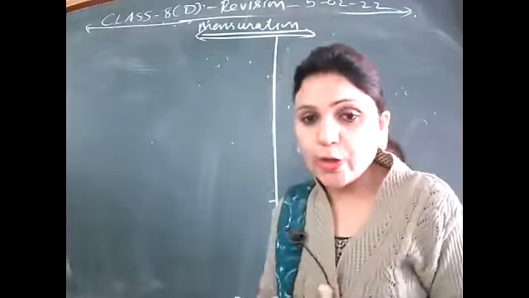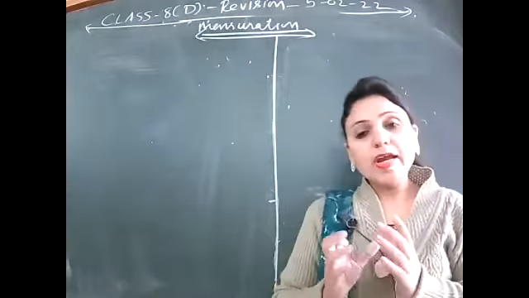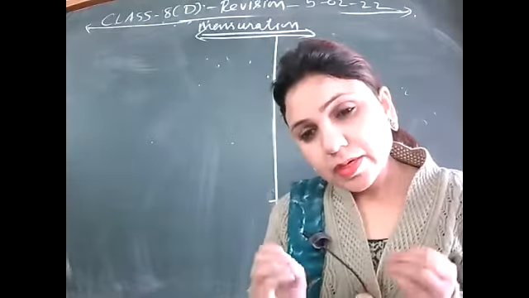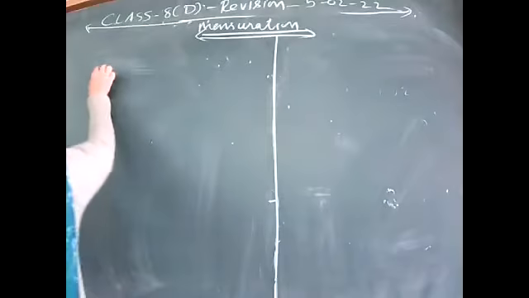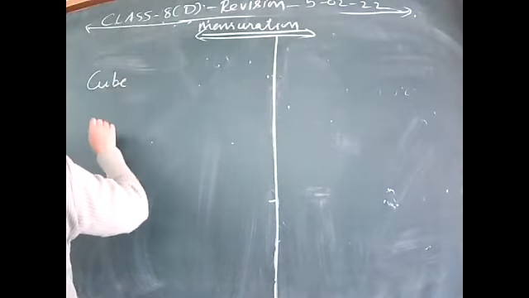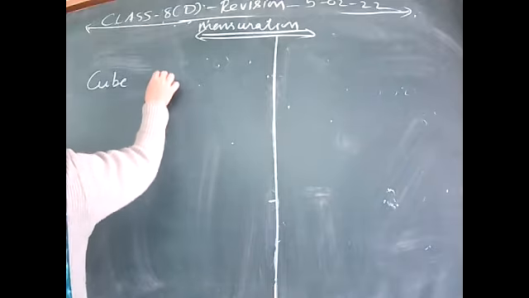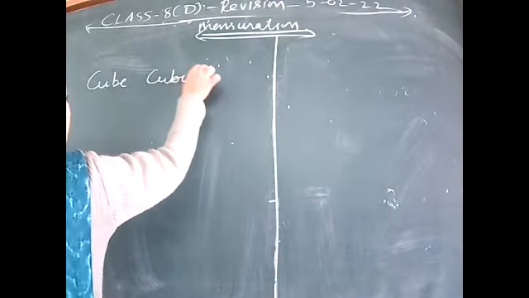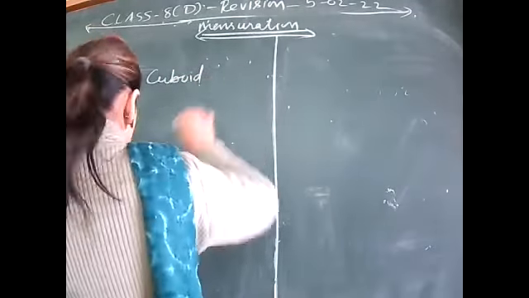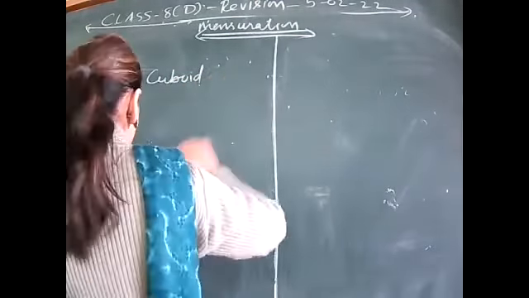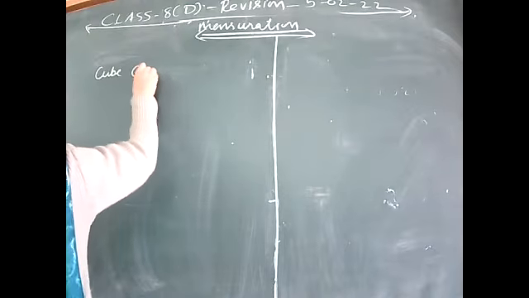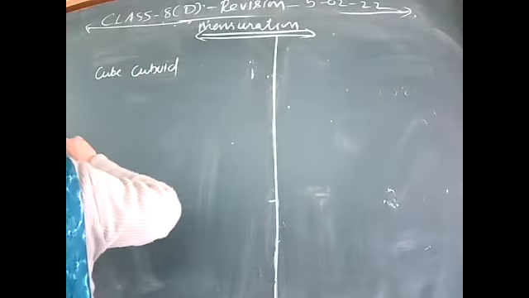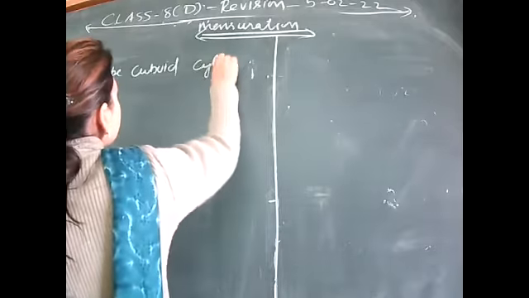And you know this 11.3 and 11.4 consists of some of the geometrical figures, namely cube, second is cuboid, then it is cylinder.